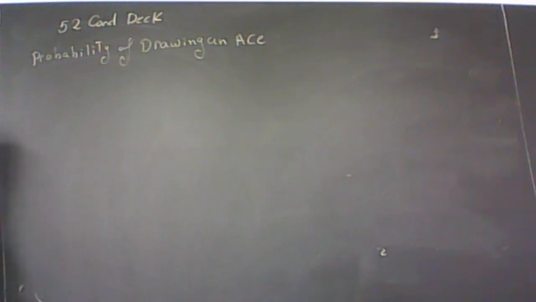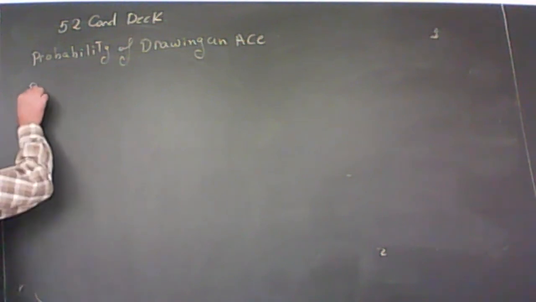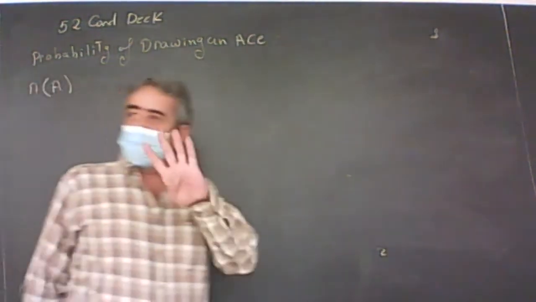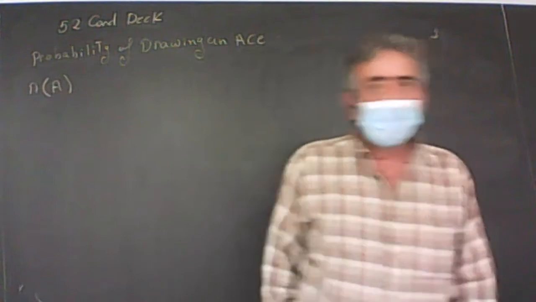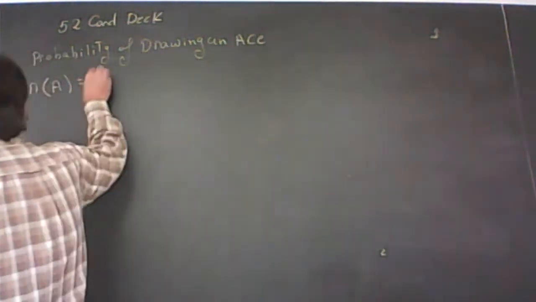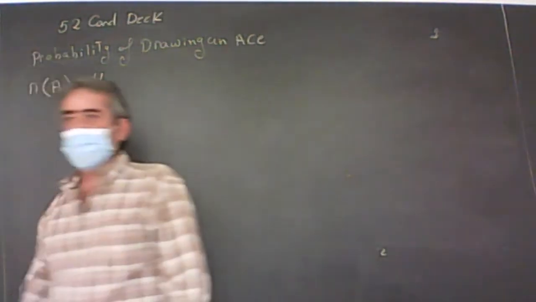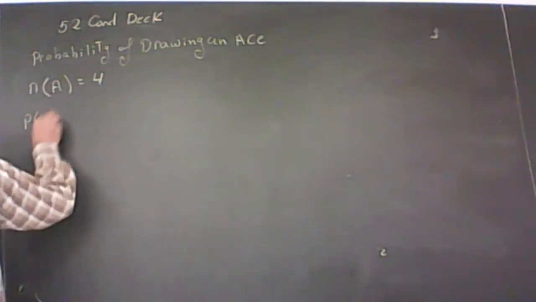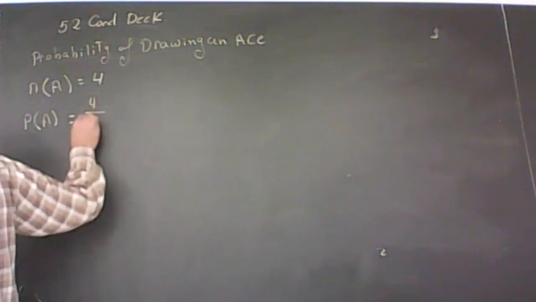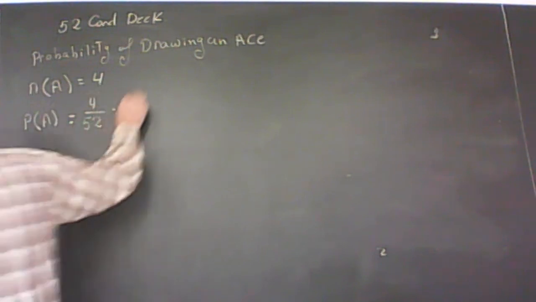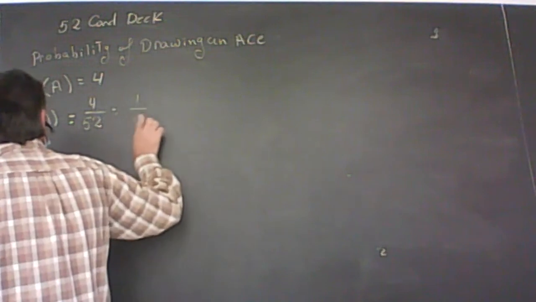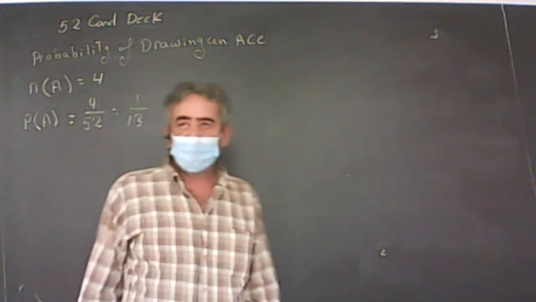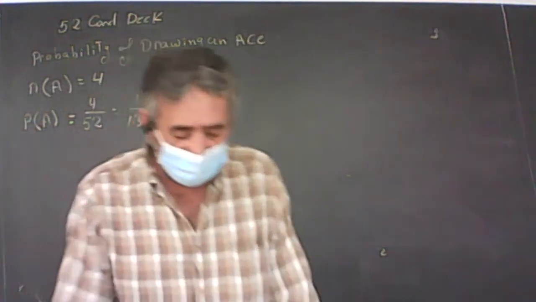Everybody familiar with that? The number of aces: every deck of cards has 4 aces. Yes? So the number of possible aces is 4. And therefore, the probability of getting an ace is 4 over 52, which is 1 over 13. Okay? Clear on that?